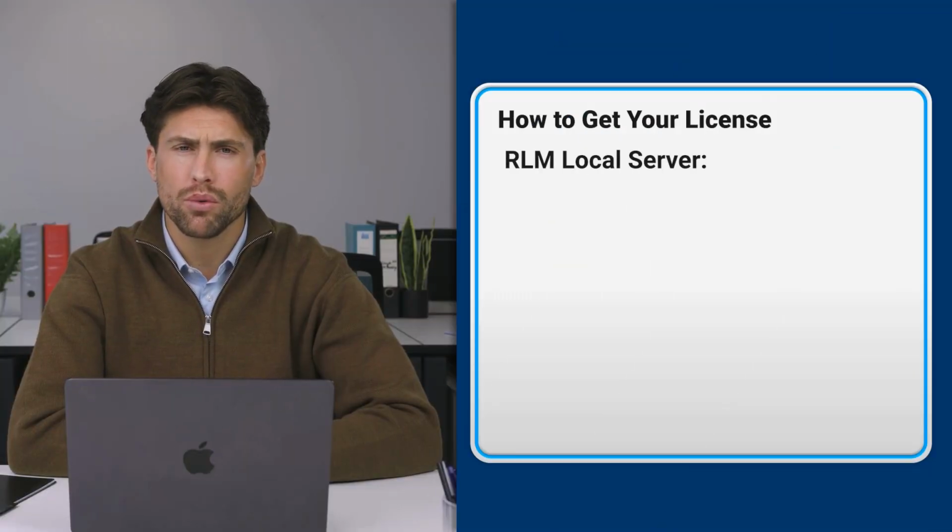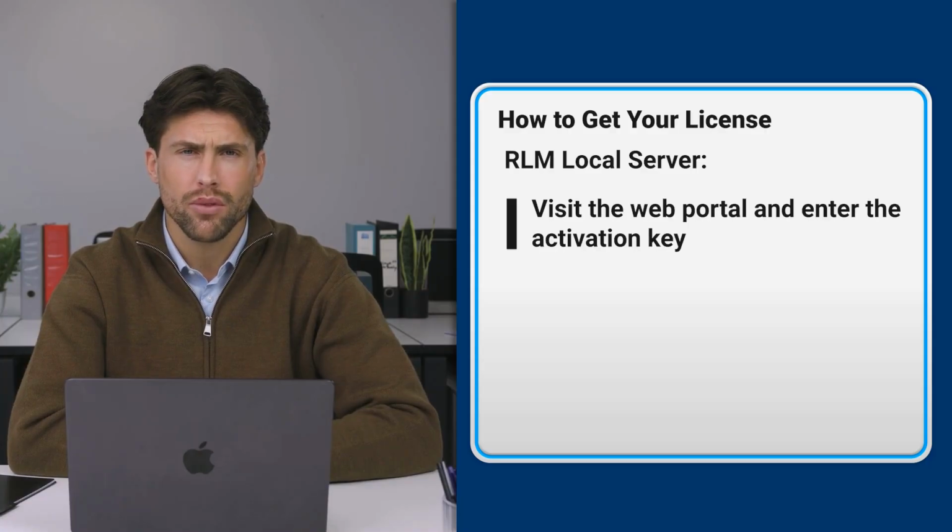For the RLM local server, we also send you an activation key. The RLM local server includes a web portal where you manage your licenses. Simply go to that web portal and enter the activation key. The host ID of your server is uploaded and the license for the server is downloaded and installed in your RLM local server. Then your end users point their science applications to your local server to share the licenses you downloaded.